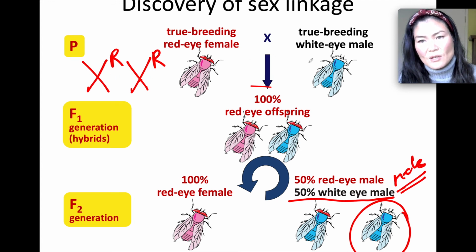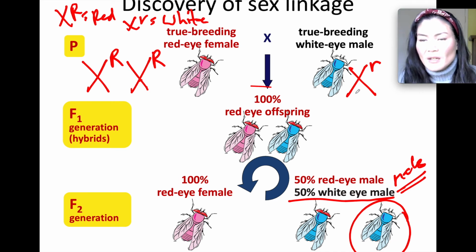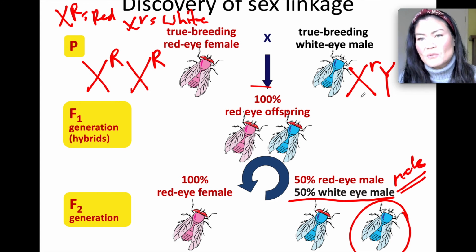Okay? Let's write out the genotype for the male. He is white-eyed, so that's going to be X little r. Okay? So maybe I'll write that over here. X big R is for red eyes. X little r is for white eyes. And because he's a male, he does not have 2 X chromosomes. I always have students writing, oh, he's a white-eyed male, X little r, X little r. No, that's a white-eyed female, okay? He has a Y chromosome. So that's his genotype, X little r, Y.